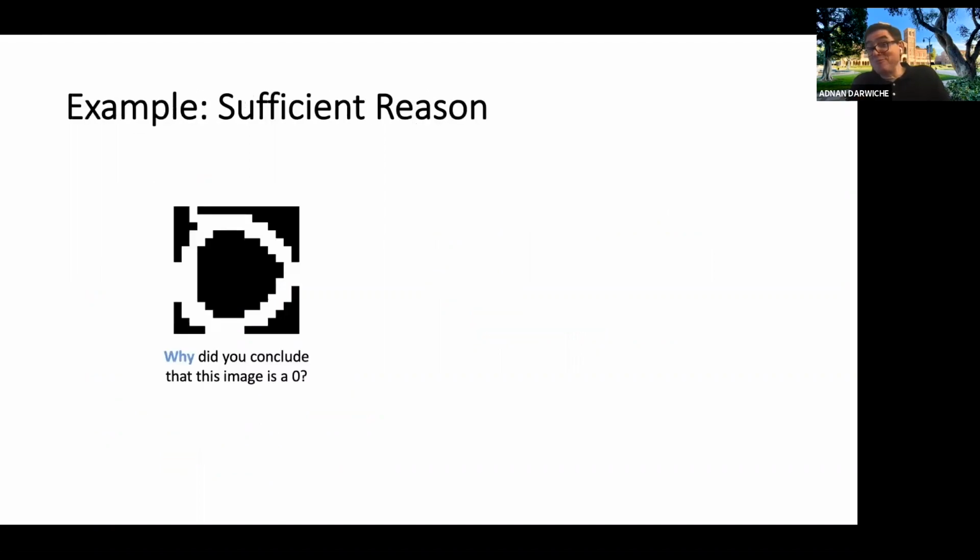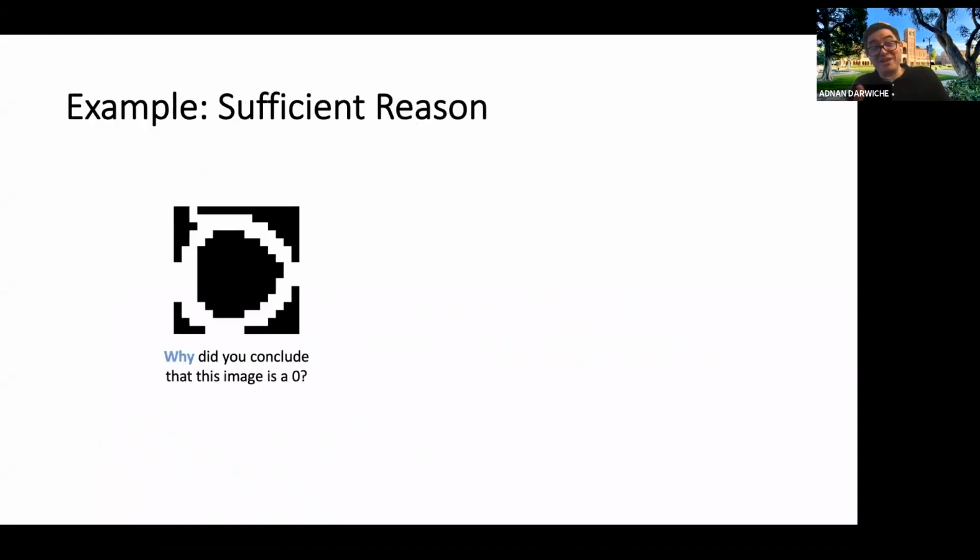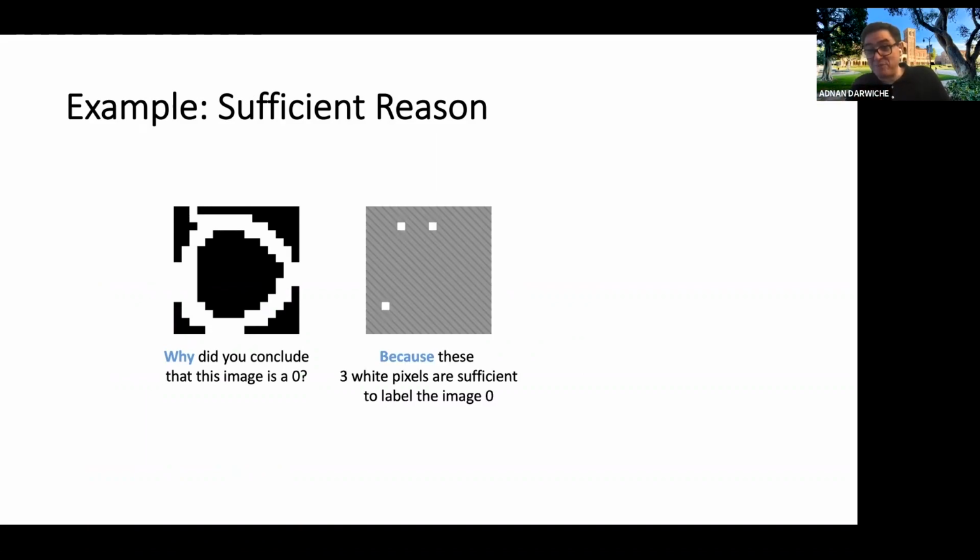And then what does this notion of sufficient reason give you in this context? Well, I give you this instance and I say, classifier, what do you think? The classifier says, this is a 0. And I say, why did you classify this as a 0? Give me the sufficient reasons. So what are the sufficient reasons in this case? A minimal set of pixel settings that guarantee this labeling. And in this particular example, look what happened. 3 pixels.